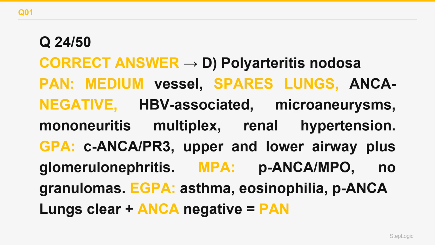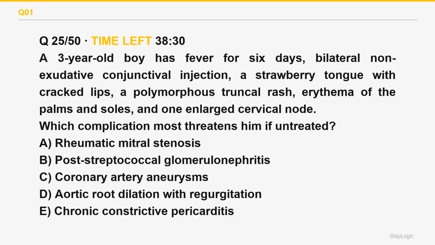Eosinophilic granulomatosis with polyangiitis is preceded by asthma with marked eosinophilia. Choice E affects large vessels in an older population with headache and jaw claudication and does not produce mesenteric microaneurysms. If you see a systemic vasculitis with clear lungs and negative ANCA, think polyarteritis nodosa, and check hepatitis B. Which complication most threatens him if untreated?